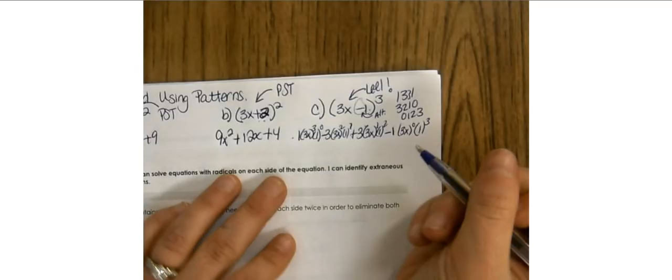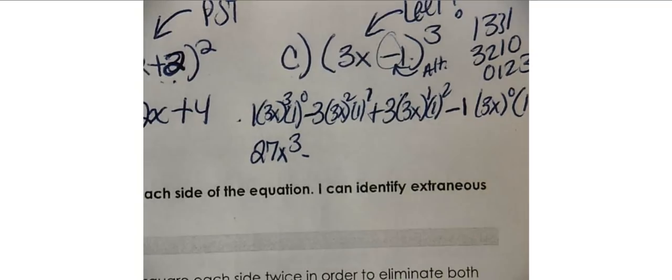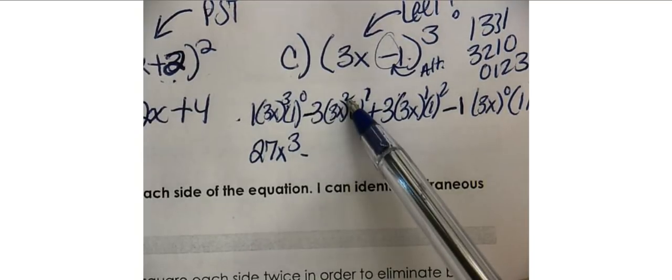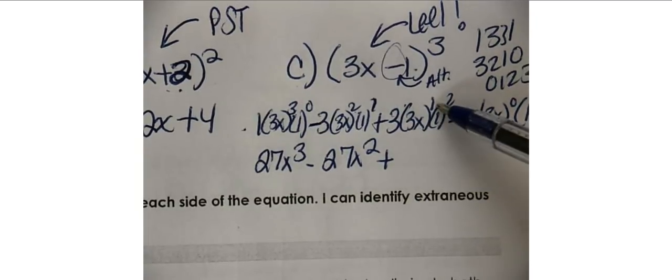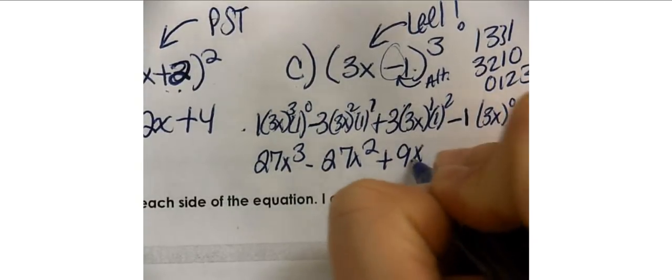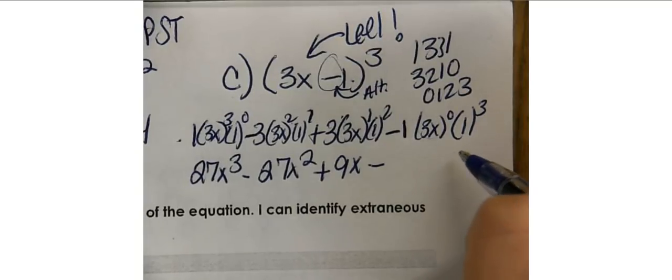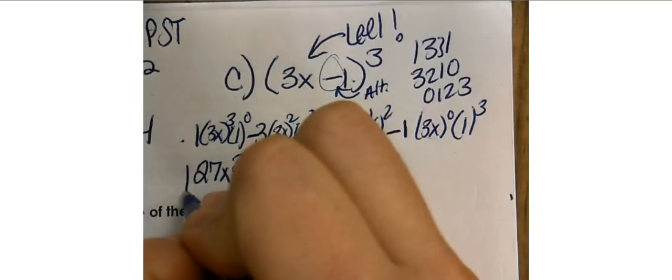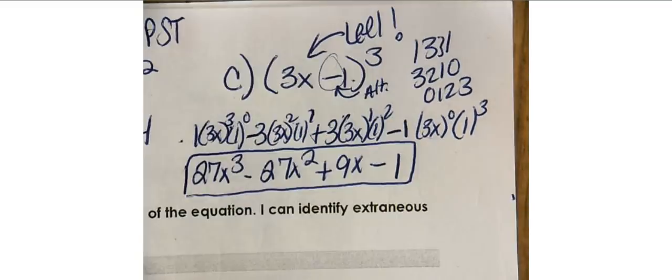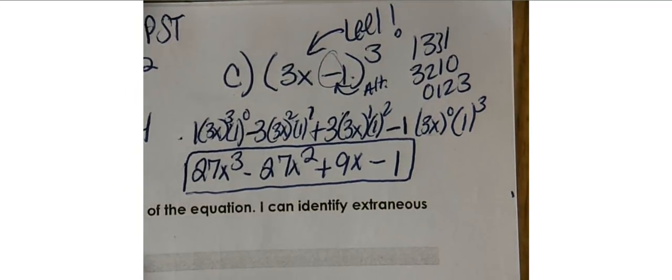So now I'm going to simplify each expression individually. So 3 to the third power is 27, and so I have a 27x to the third power minus, working with my exponents first, 3 squared is 9, and 9 times 3 is 27, so minus 27x squared. Plus 3 to the first power is 3, and 3 times 3 is 9, so that's 9x. Then minus anything to the 0 power is 1, so we have a 1 to the third power, which is 1. And there's your answer, 27x cubed minus 27x squared plus 9x minus 1.